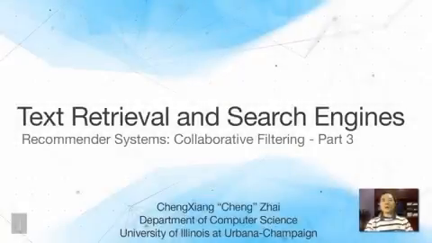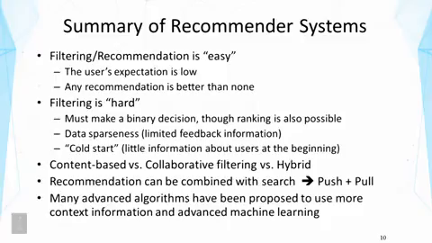So to summarize our discussion of recommender systems, in some sense, the filtering task or recommender task is easy, and in other senses, the task is actually difficult. It's easy because the user's expectation is low. In this case, the system takes initiative to push the information to the user, so the user doesn't really make any effort. So any recommendation is better than nothing, right?